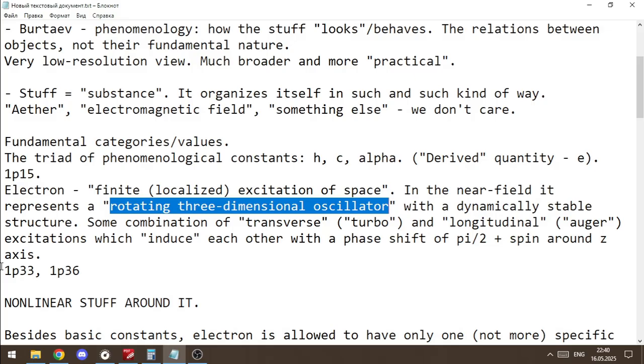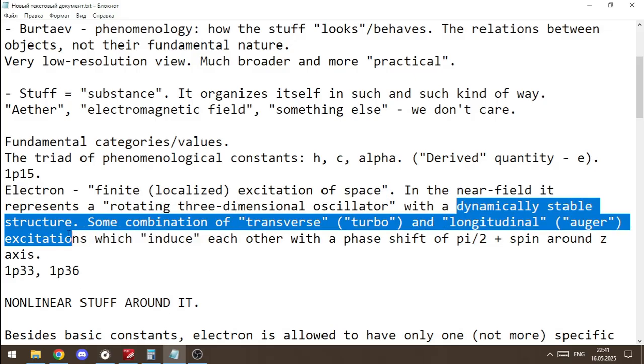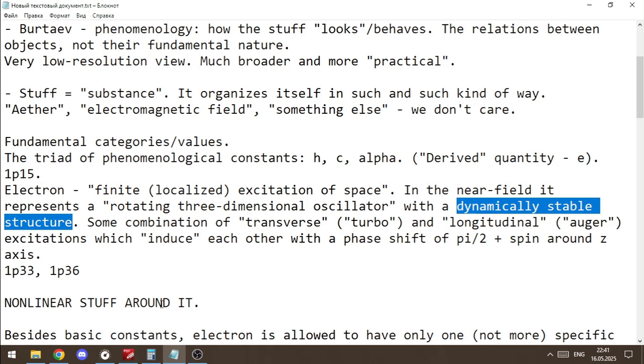However, there are some properties which are clear. For example, Burtaev requires the electron to have an axial symmetry. So there's a symmetry around the z-axis, roughly speaking. And again, a dynamically stable structure. What does dynamically stable mean? It means it's self-renewing, so it doesn't disappear, it doesn't dissipate. It renews itself on each next oscillation. So it basically can exist for eternity. That's what dynamically stable means in this context, at the very least.